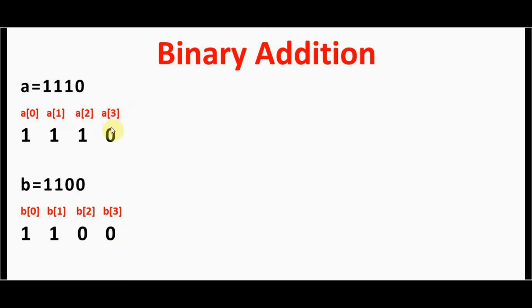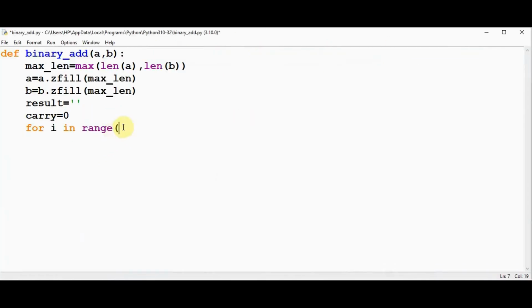When we are adding these two numbers, we'll start the addition from the least significant bit. That is A of 3 plus B of 3. And then we will add A of 2 plus B of 2. So it goes from the least significant bit towards the most significant bit. To do that, we should start from max_len minus 1. The second argument is the stop value. It must be a minimum number minus 1, so we should go till A of 0, so minus 1. And the step value is also minus 1.